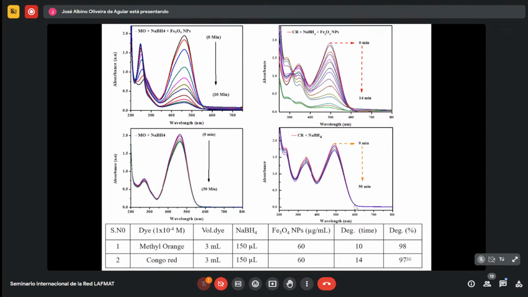Yeah, next. But in this case, there is one interesting factor. With sodium borohydride but without catalyst, there is no degradation. We can see here that there is no degradation with dye molecule and sodium borohydride alone. But in the case of the catalyst, it gradually decreases. That is the main point of the work. Okay, next.